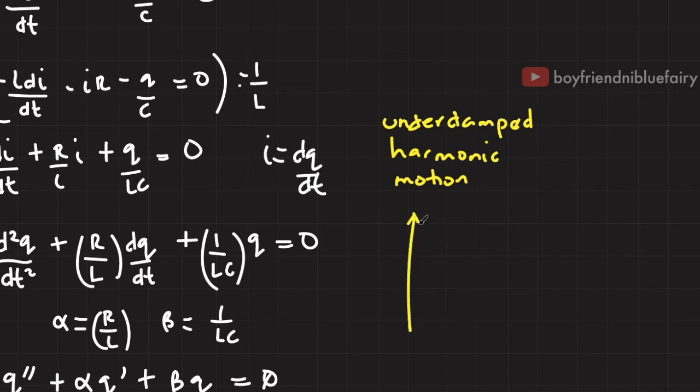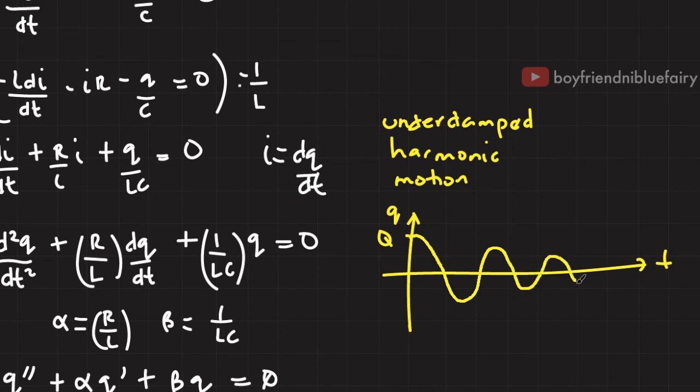So for example, if this is your axis for the amount of charge and this is the axis for time, and this is the maximum amount of charge that a component can have. When you have underdamped harmonic motion because of the presence of the resistor, the accumulation of charge in a component oscillates this way, and eventually it will die down because of the presence of the resistor.